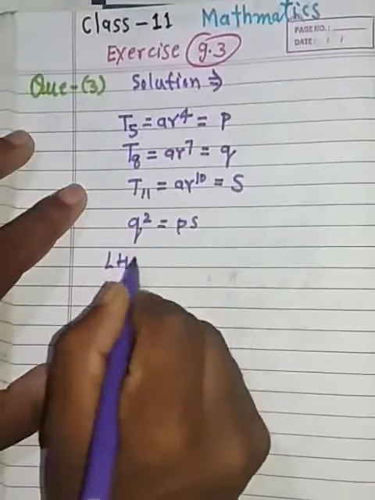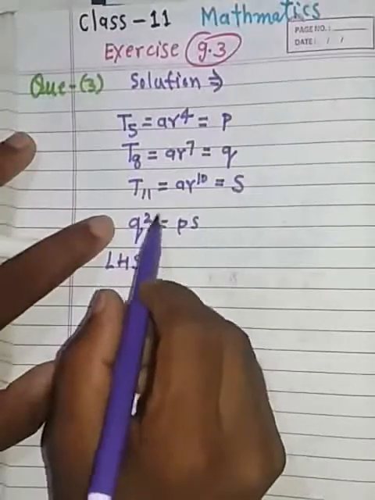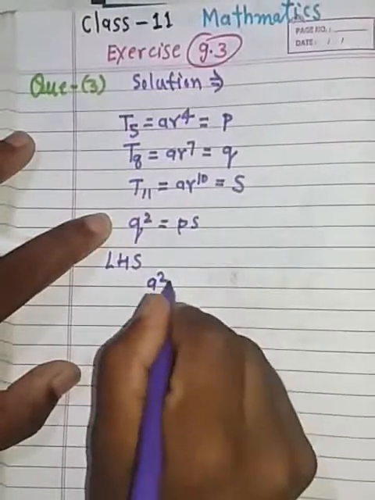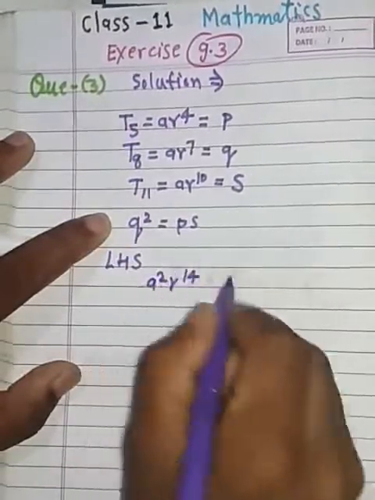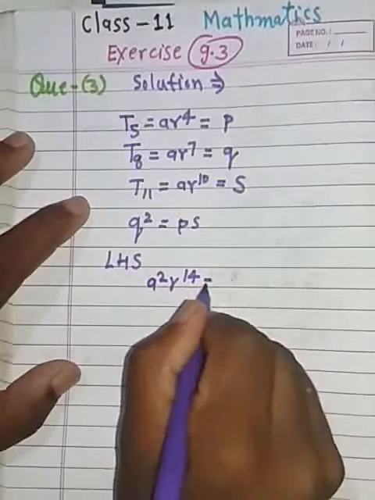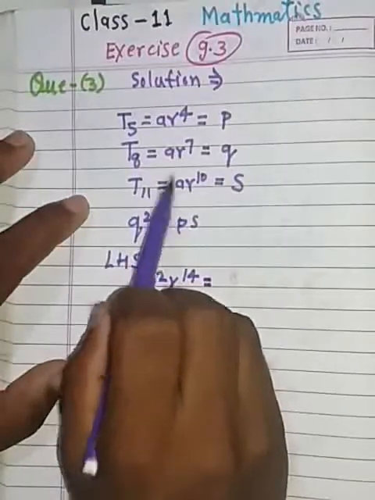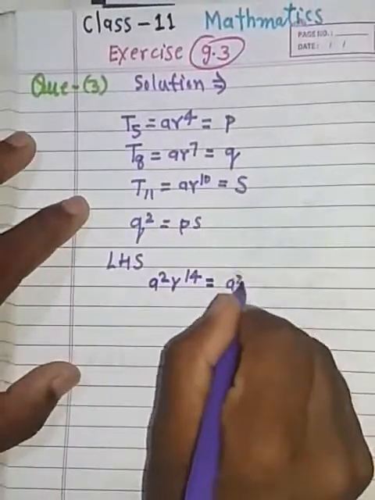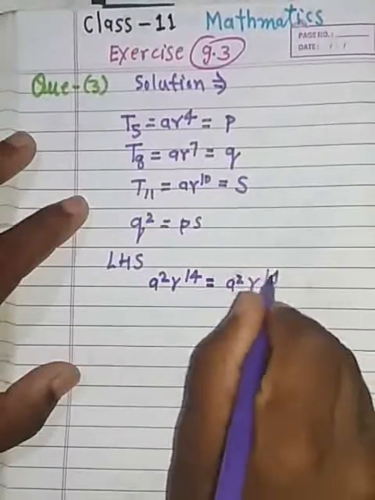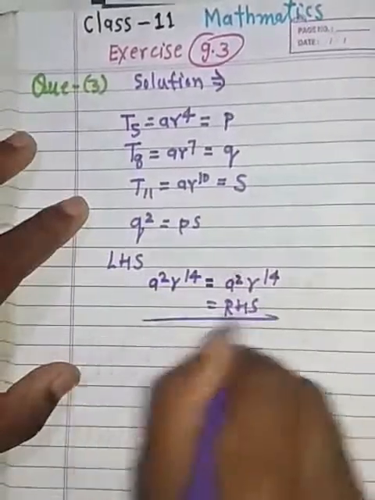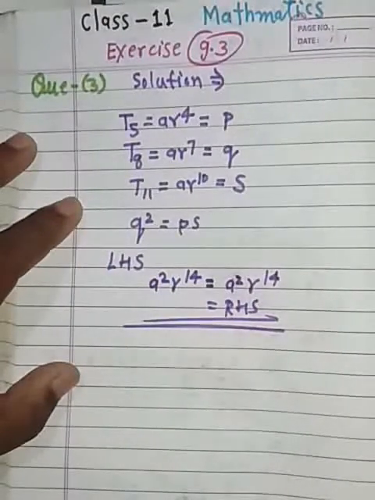LHS. Our LHS is Q square and value of Q is A R to the power 7, means A square and R to the power 14 will be LHS. And when we will multiply P and S, means here and here, then A into A means A square and R to the power 14, it will also come RHS. Hence it is proved Q square is equal to PS for the question number 3rd of exercise 9.3 of class 11th mathematics of NCERT.